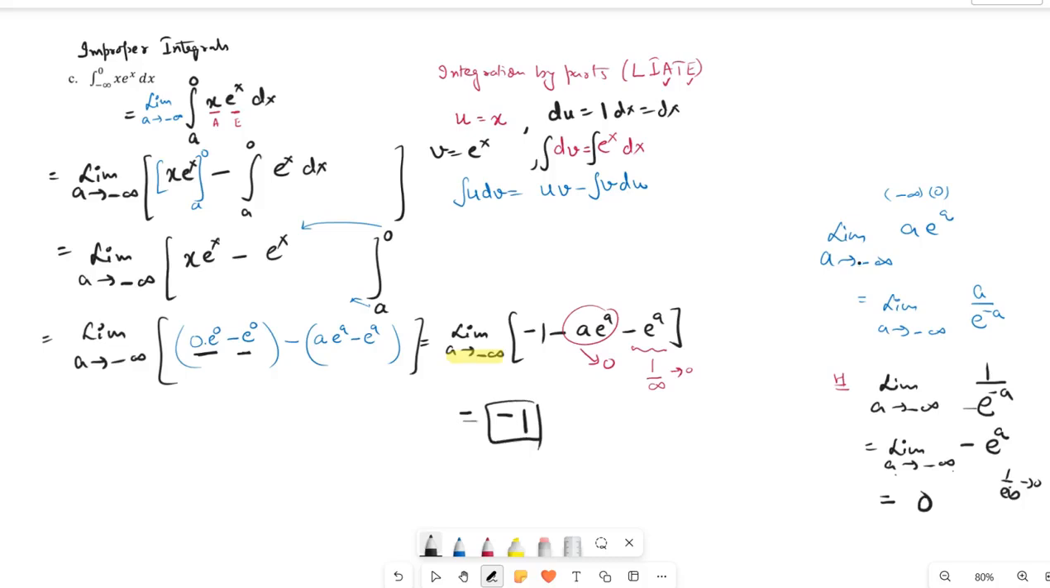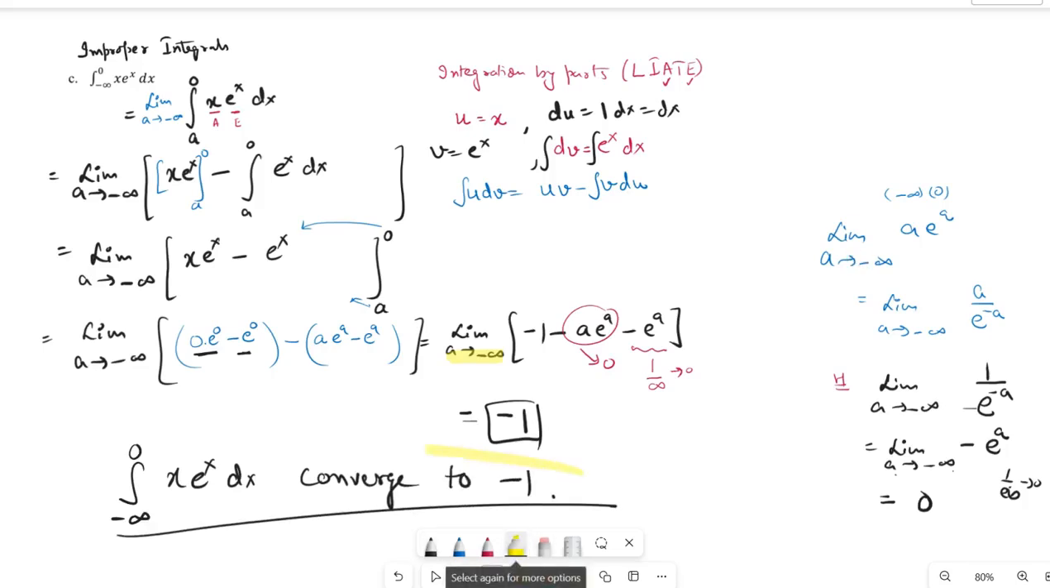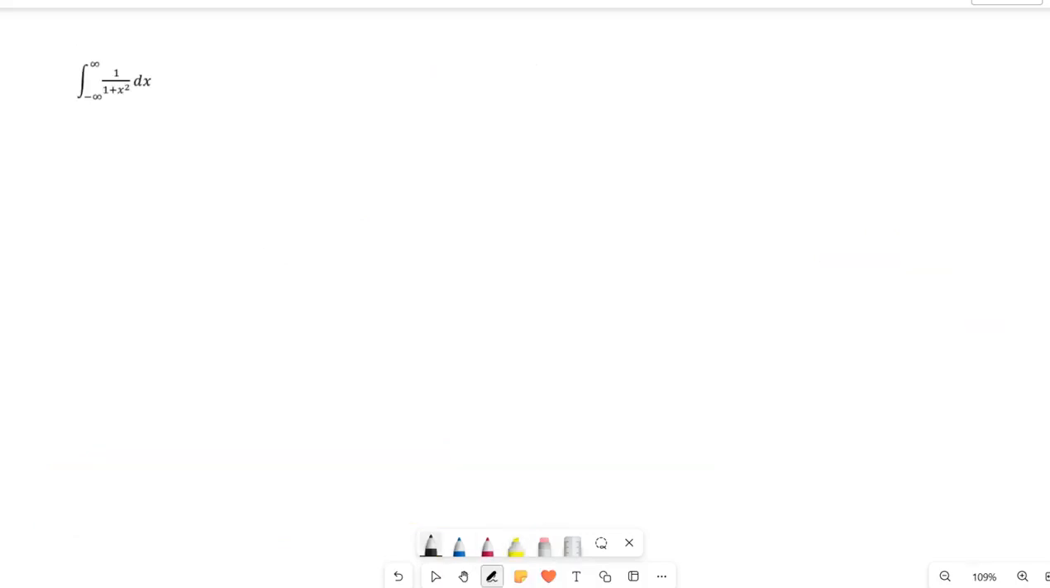Which is a finite number. Therefore, our integral should converge to negative 1. That's how you're going to answer the question. So this is our last problem.